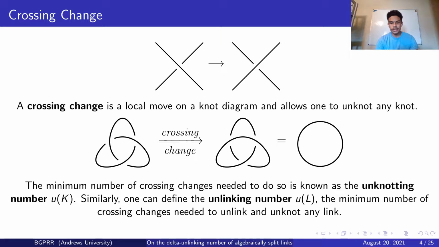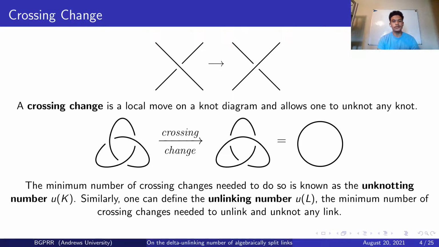This introduces the idea of unknotting number and unlinking number, where the unknotting number is simply the minimum number of crossing changes necessary to transform a knot diagram into the unknot, and the unlinking number being the minimum number of crossing changes necessary to unlink and unknot any link.